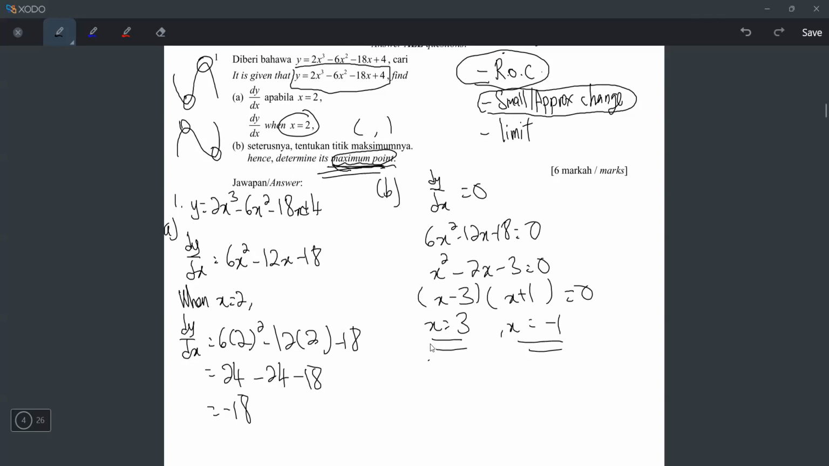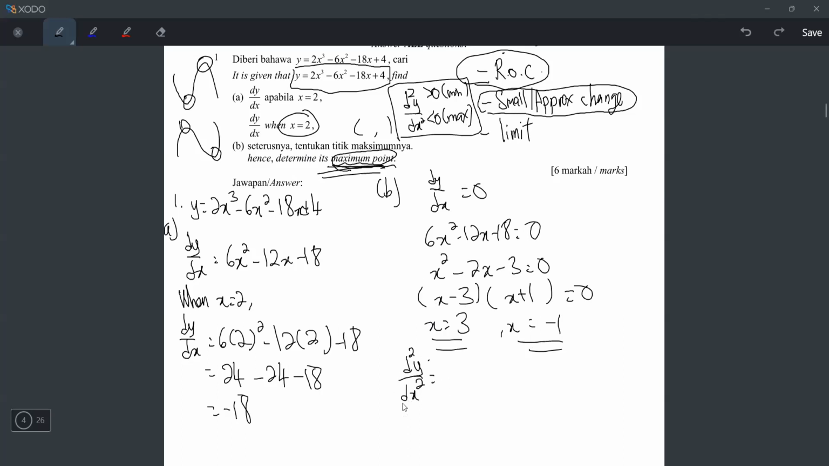I cannot just choose like, oh, 3 is bigger than -1, so that must be the maximum. You cannot choose like that. You have to use the second derivative. Do you remember the second derivative? If your second derivative, d2y over dx2, is bigger than 0, then it's a minimum. And if d2y over dx2 is smaller than 0, it's a maximum. And I remember when I teach this in class, I say the second derivative is like a tester. It's like a litmus paper. You use it to test whether it's a minimum or maximum.